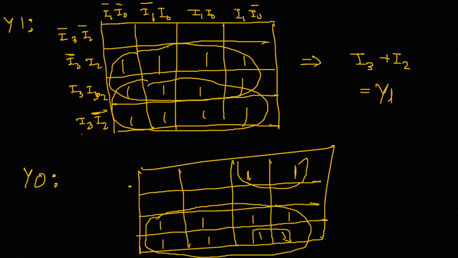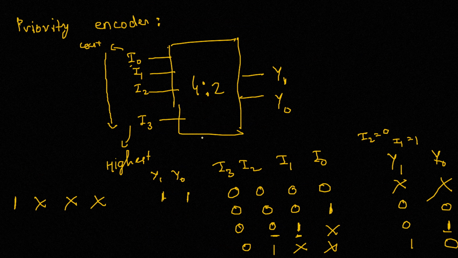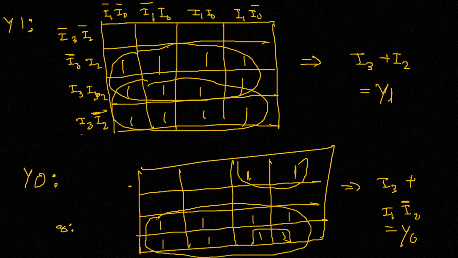So this whole group of 8 gives us I3, and this group of 4 here gives us I1 common and I2 dash, right? Okay, so plus I1 I2 dash. So this is the value of y0. Right, so this is how you make a 4 to 2 priority encoder. You can try making the same for 8 to 3 or 2 to 1.